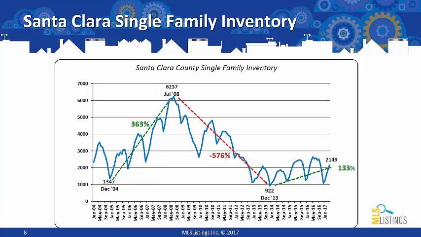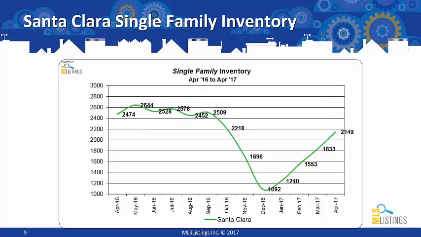That 576% drop. That was 5 years and 5 months of going down to the base, and now we're up at 2149. They're a little bit stronger in percentage at 133% since their low in December 13. Looking at their inventory year over year, 2474 in April 16, 2149 in April 17, so we're down 13%.